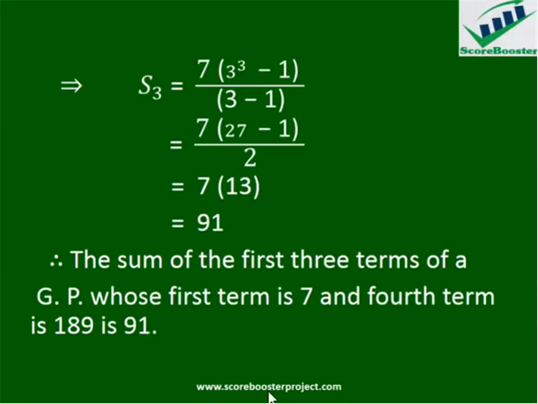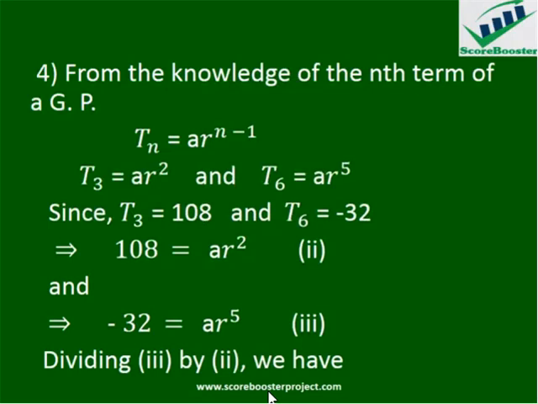Now, we move to the solution of the fourth question. So in the fourth question, the information given is that the third and sixth terms of a geometric progression are 108 and minus 32 respectively. So we are to find the sum of the first 7 terms. Here we are given the value for the third term and the sixth term, and you know to find the sum of the first n terms, we need the value for the first term and common ratio. So from the information given, we obtain the value of the first term and common ratio.